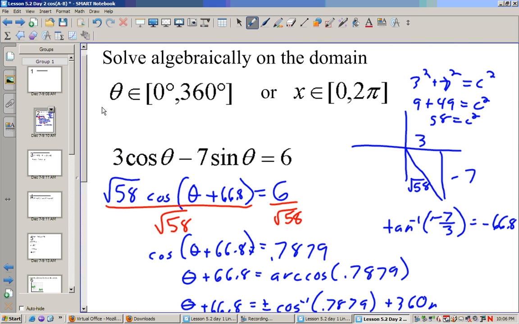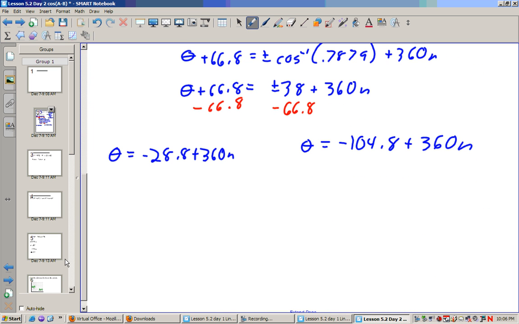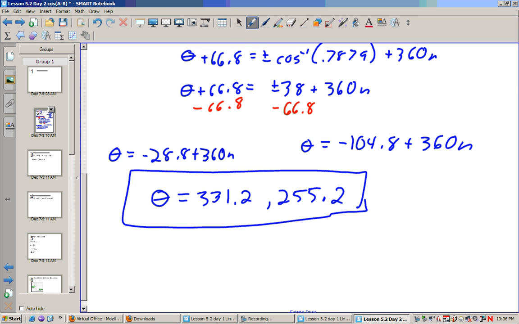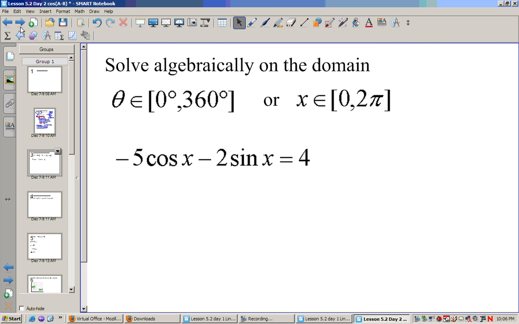Now I believe the question said solve algebraically and then find theta between 0 and 360. So neither of those answers are acceptable, but if I add 360 to them, I'll get 331.2, and over here I get 255.2. So those are the two values between 0 and 360 that will work for this equation. Alright, here's another one. Try it on your own and see how well you do.